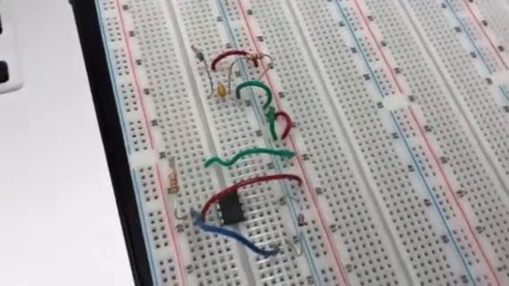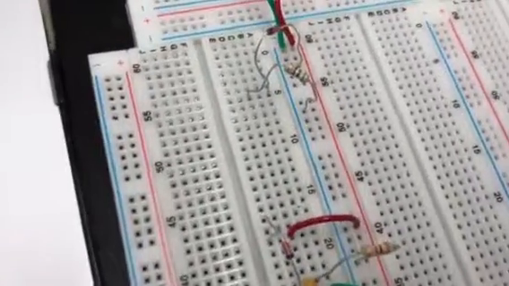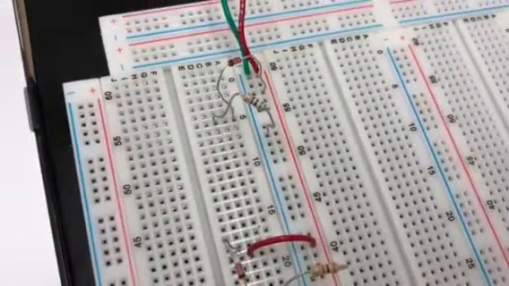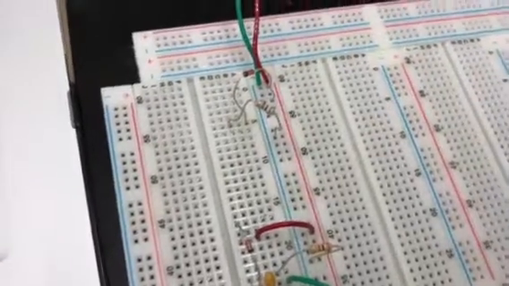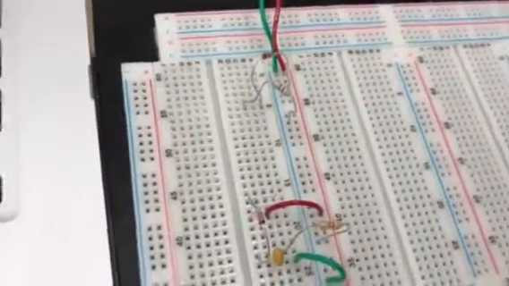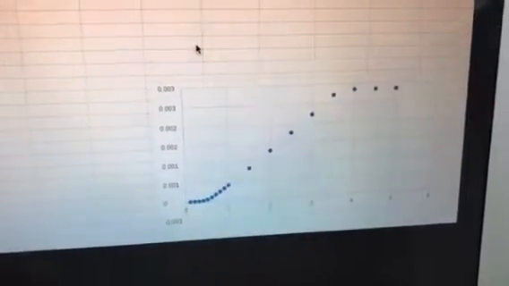For lab number 7, part A, we created a simple circuit using a diode and a resistor in order to determine the IV characteristics of the diode. From our results seen in this graph, we saw that as we increased the voltage, the current of the diode increased up to a certain current.